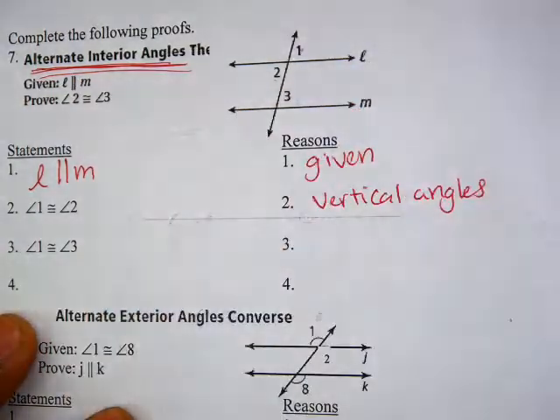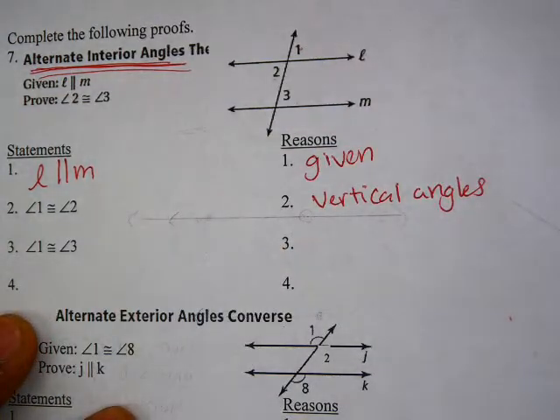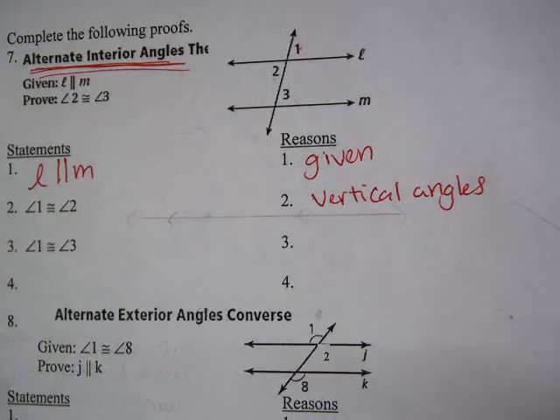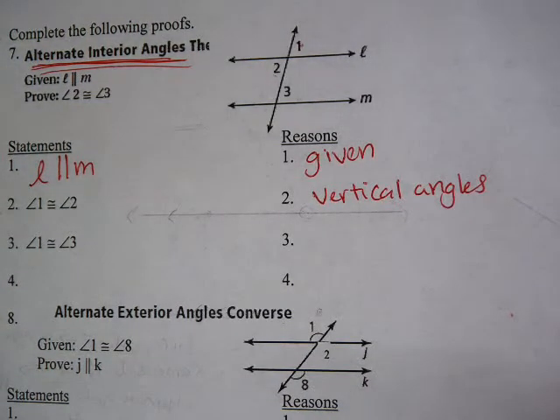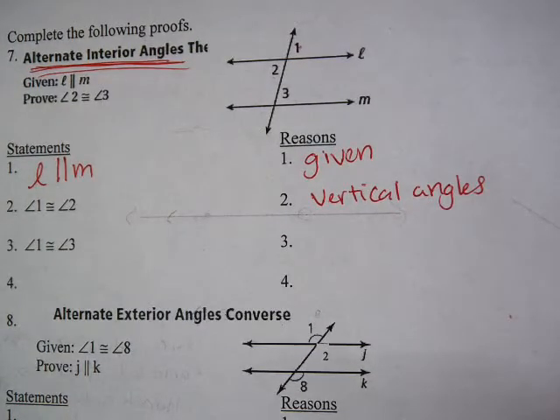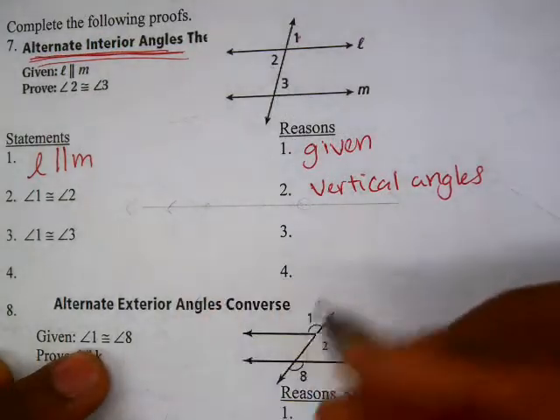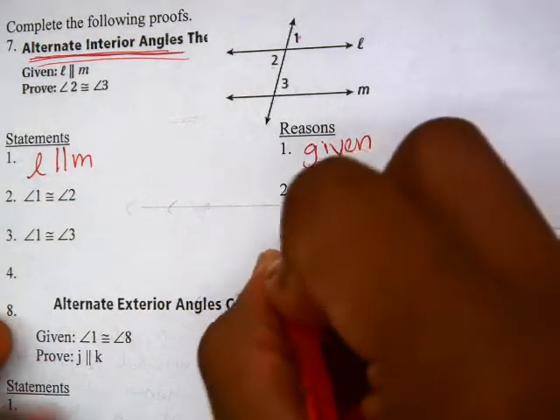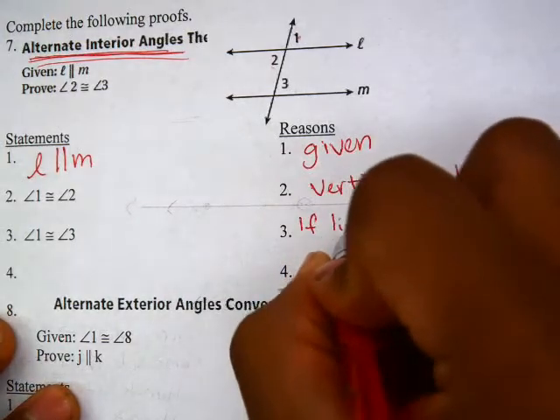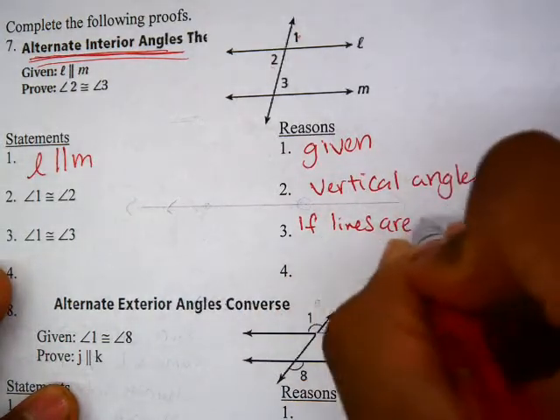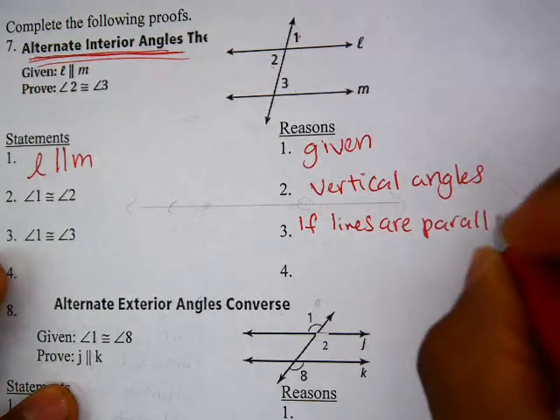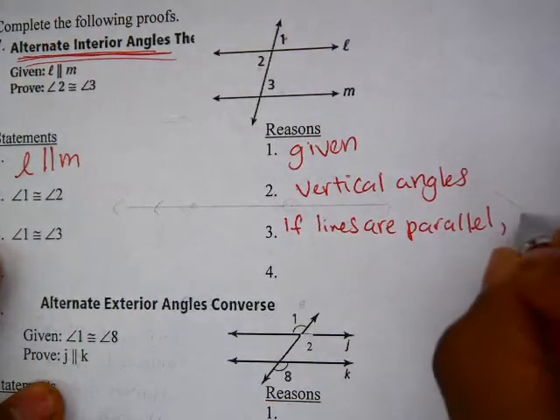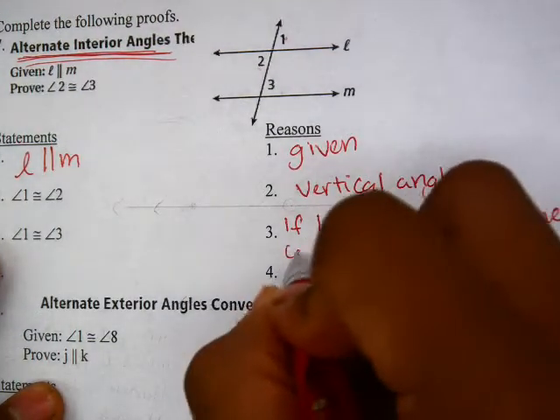1 and 3 are equal, the next thing they said. 1 and 3 are corresponding angles. But we can't just write corresponding angles. We can't write the definition of corresponding angles because corresponding angles are not always equal. In fact, they're only equal if your lines are parallel, and we do have parallel lines. So we have to write this statement. If lines are parallel, and L and M are parallel, then corresponding angles are equal.